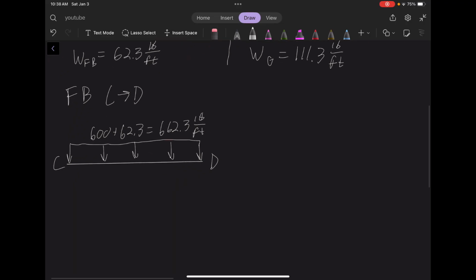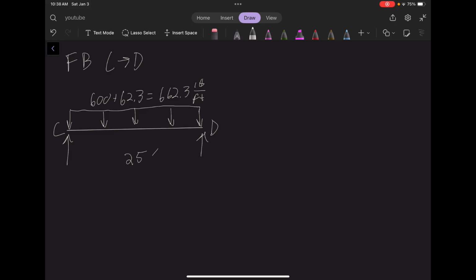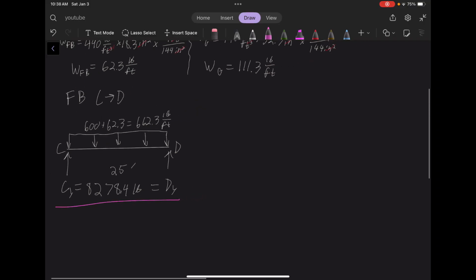Okay, and we're going to have some reactions here. We know that this distance across is 25 feet. So basically what we have to do is multiply 662.3 by 25 and then divide that by 2, because there's only 2 reactions. So Cy is equal to 8,278.4 pounds. And that also has to equal Dy because there's only 2 reactions. So these are the reactions for the floor beam, the dead loads for the floor beam.